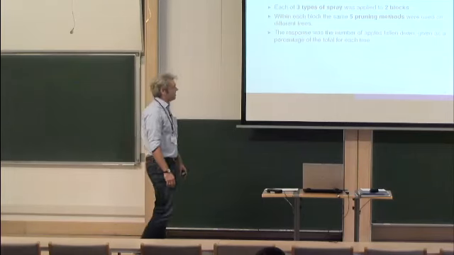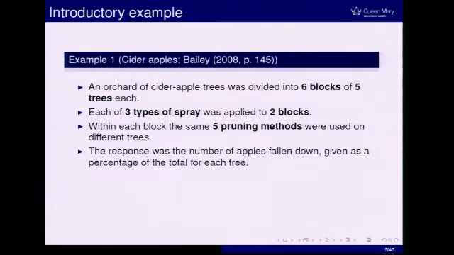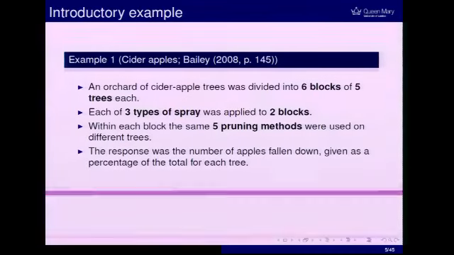Here I have an introductory example, which is a very simple one, and that is taken from Rosemary's book. It is just a little more complicated than one-way, two-way models. We have an orchard with trees. We have 6 blocks, each of which contains 5 trees. Then we have 2 sorts of treatments. We have 3 sprays, applied to entire blocks with replication 2, so each spray applied to 2 blocks. And then we have another factor, 5 different pruning methods, and they are all used within each block.